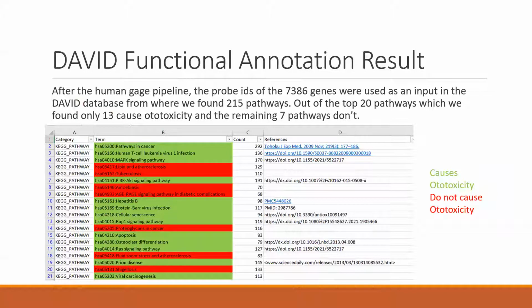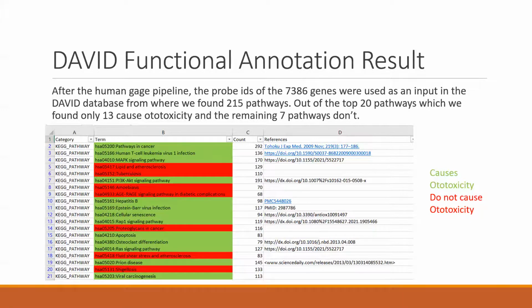And for the DAVID functional annotation result, after our human GAGE pipeline, the 7,386 genes were uploaded on the DAVID annotation, from where we found 215 pathways. Out of those 215 pathways, we selected the top 20, out of which only 13 caused ototoxicity, whereas the remaining 7 do not cause ototoxicity.